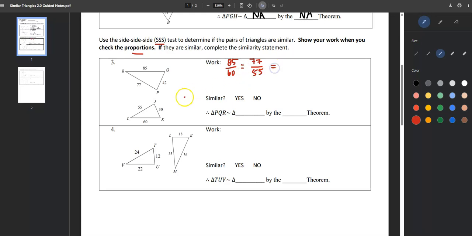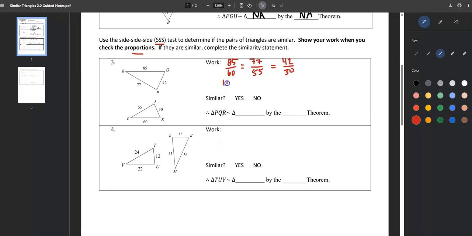And it should be equal to the small over the small. So big over big, middle over middle, small over small. So it should be equal to 42 over 30 as well. And then I'm just going to check them. Again, make sure that you simplify those.